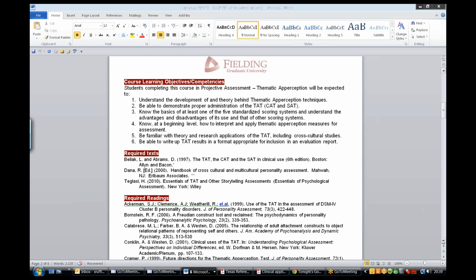The required texts are Bellak, which is the TAT, CAT, and SAT in Clinical Use. Dana, which is the Handbook of Cross-Cultural and Multicultural Personality Assessment, has a really important chapter, a number of chapters related to cross-cultural issues and personality assessment. And then Hedwig Teglasi's Essentials of TAT and Other Storytelling Assessments. So those things are in the readings that you'll have week to week.